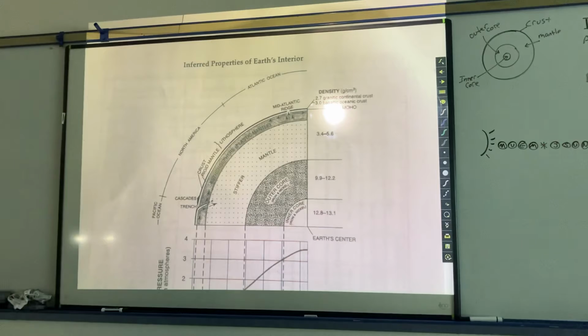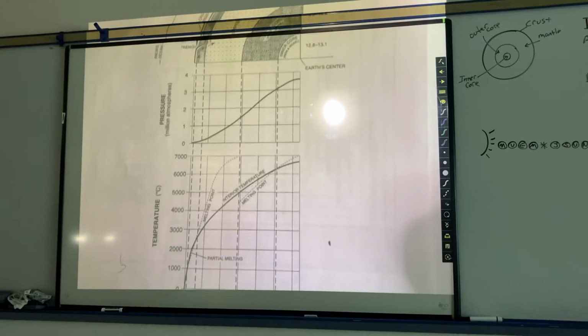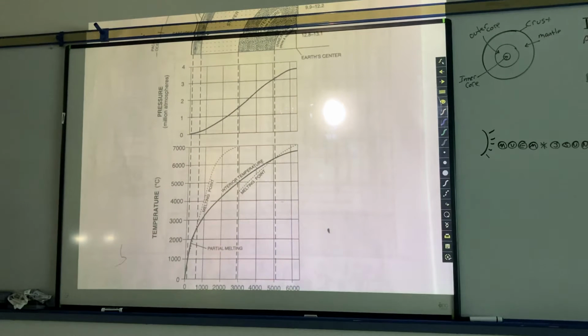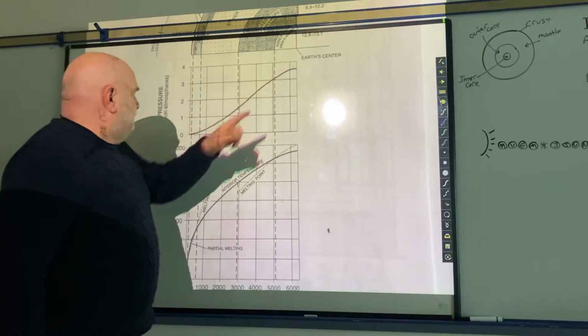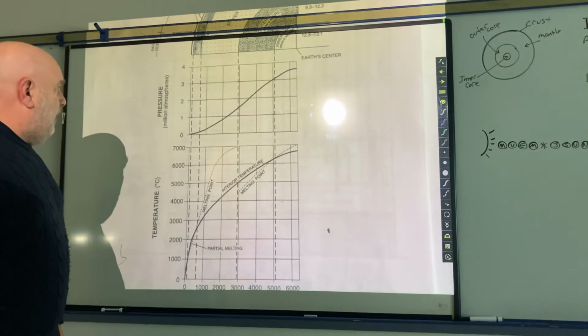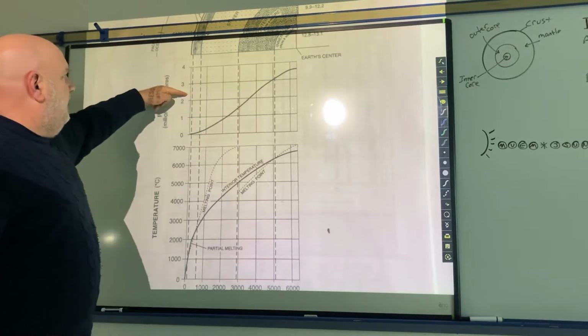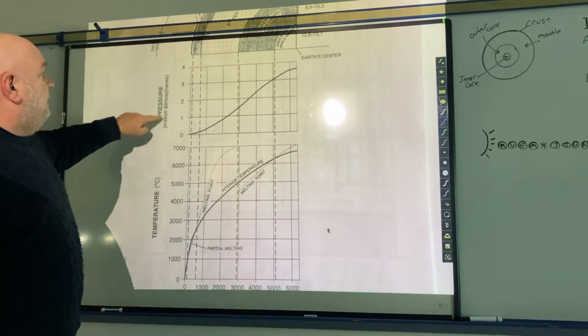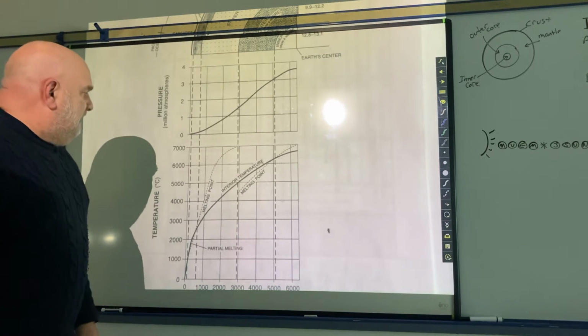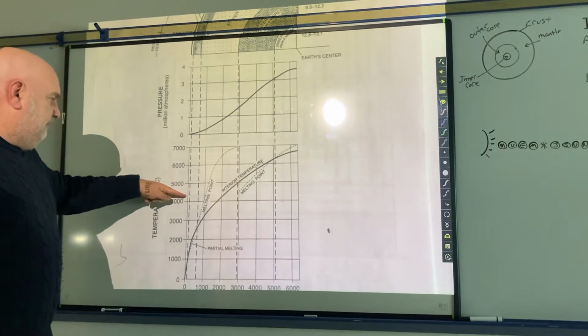As we move farther down this chart, it shows you what the pressure is, what the temperature is, and what the melting point temperature is. So like if I want to know what the pressure was 4,000 kilometers down into the Earth, there's 4,000. I go up to there, I come over. So it might be about 2.3 million atmospheres would be the unit for pressure. If I want to know what the temperature was 2,000 kilometers down, there's 2,000 kilometers. The temperature would be about 4,200 degrees.